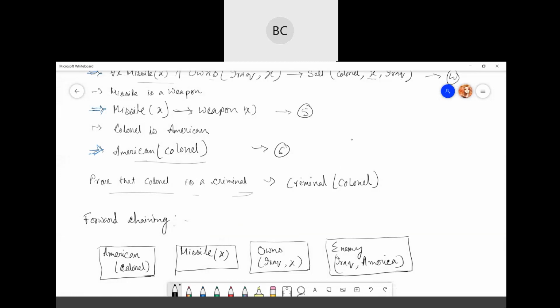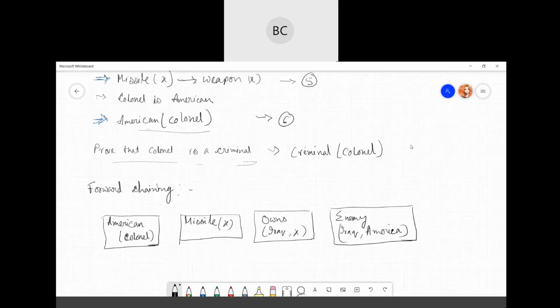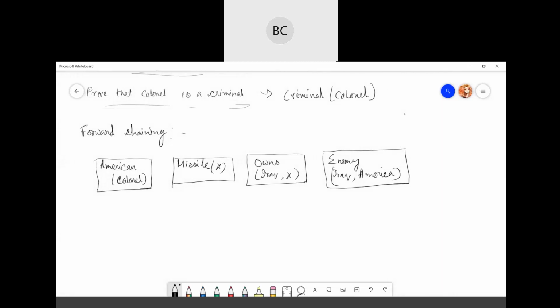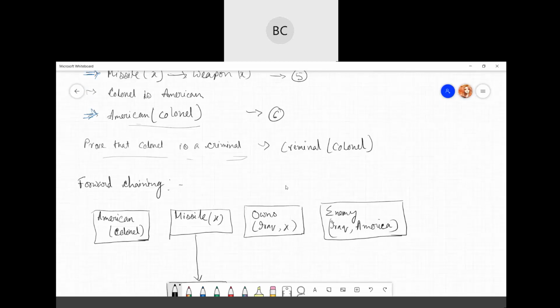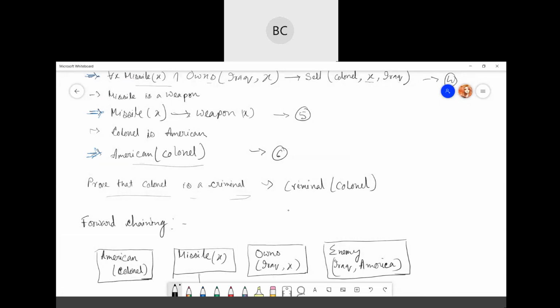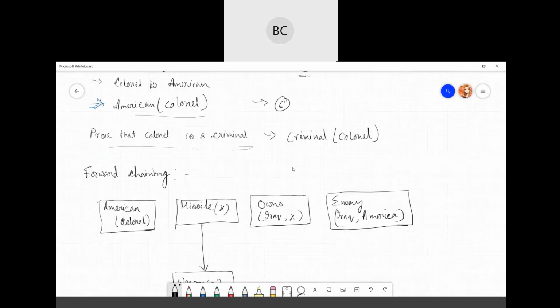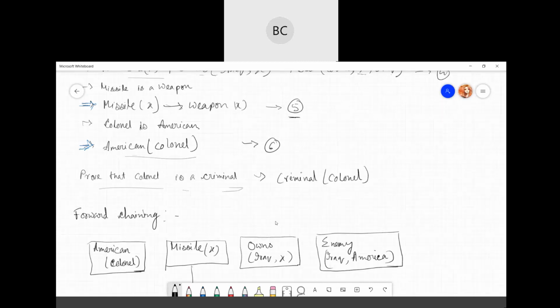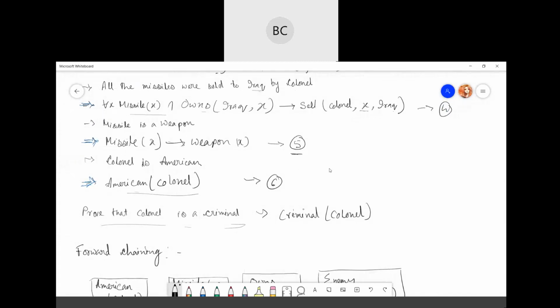Then we have rule 5. Missile X implies it's a weapon. So from this missile part, I can just deduce its weapon part. Correct? From missile, I can write it's a weapon using 5. Right? Then we see what are the other left hand side.